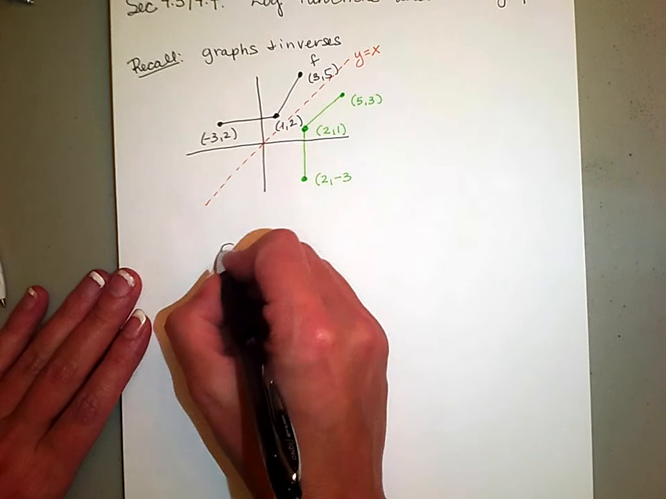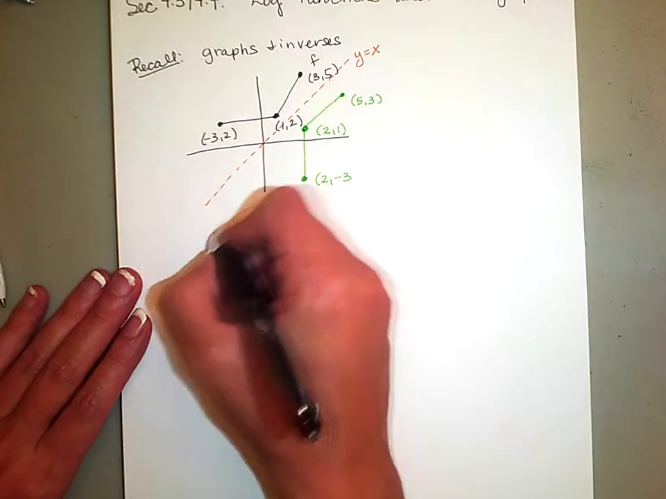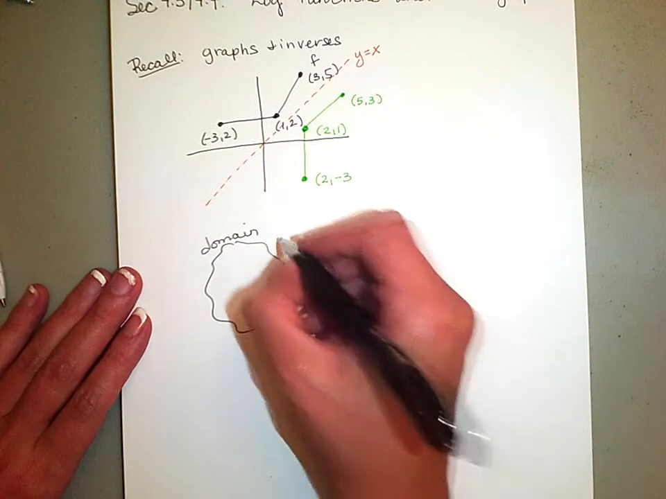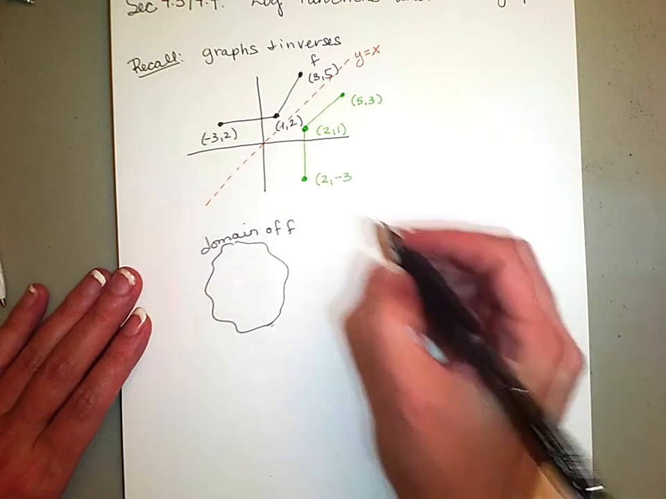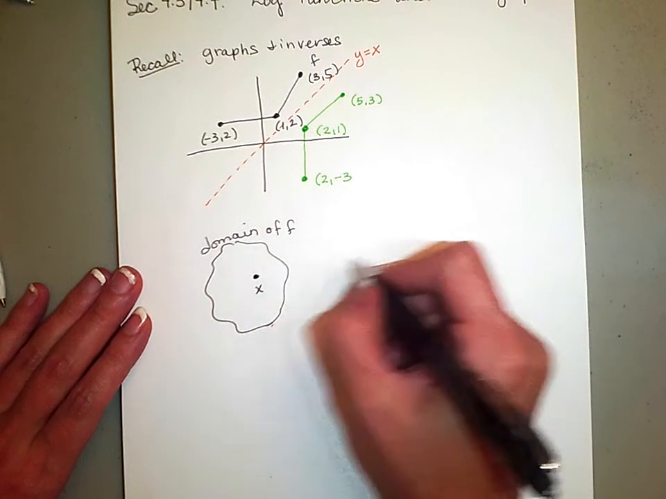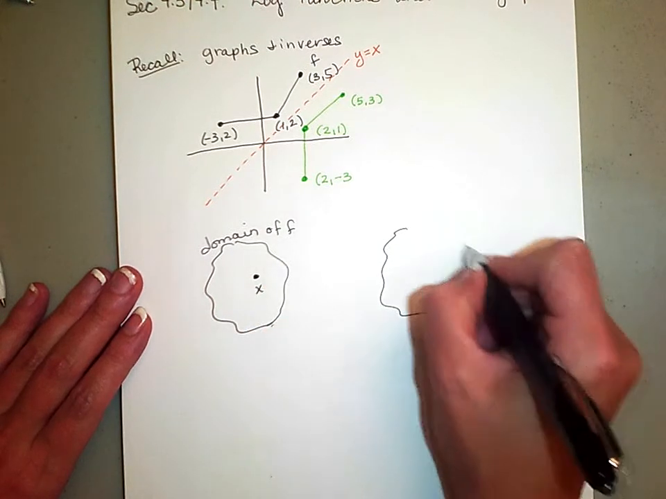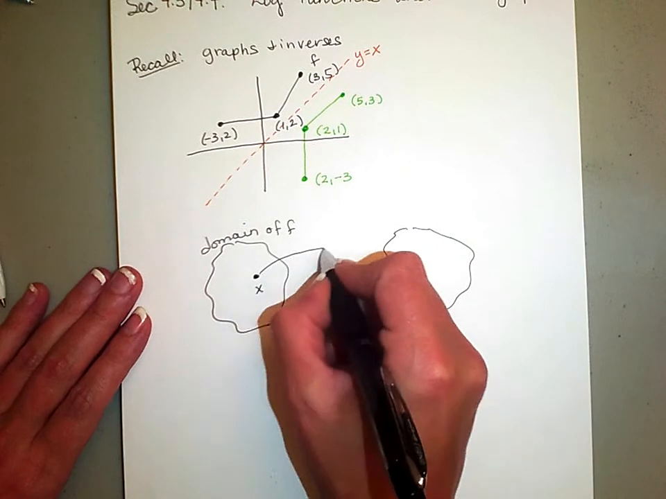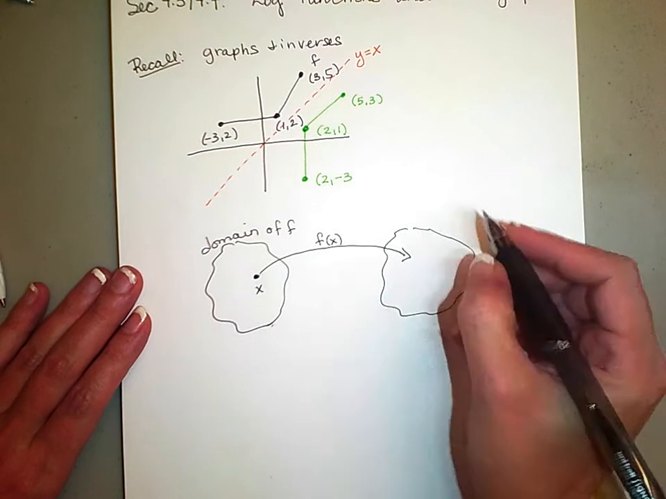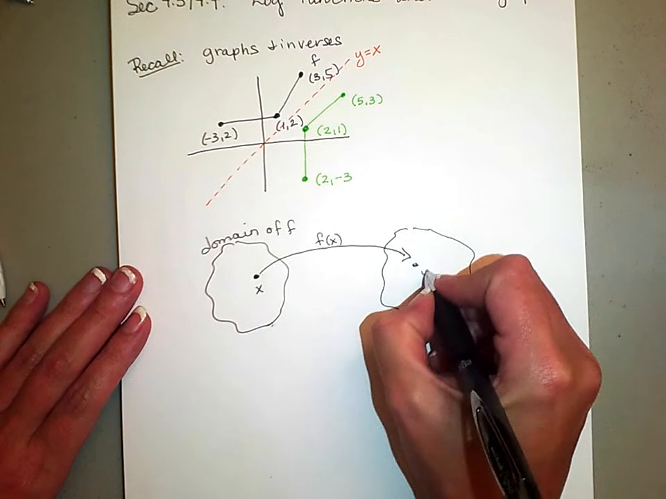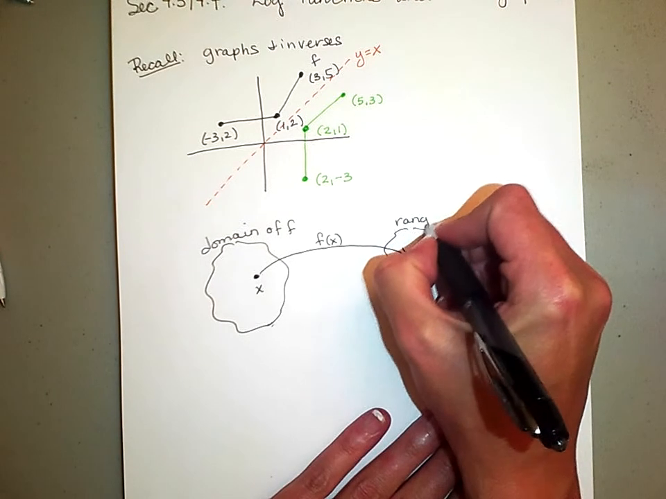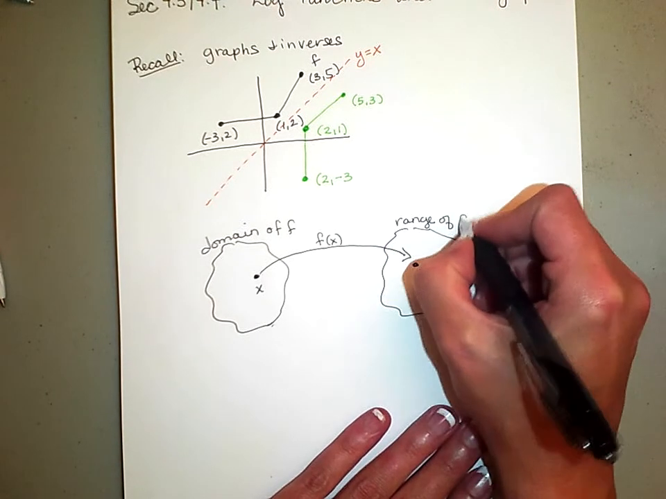Say I have a set of numbers, and this will be the domain of f. I'll take some element in there, we'll call it x. And when I put x through our function, out comes another element called y, and this is in the range of f.